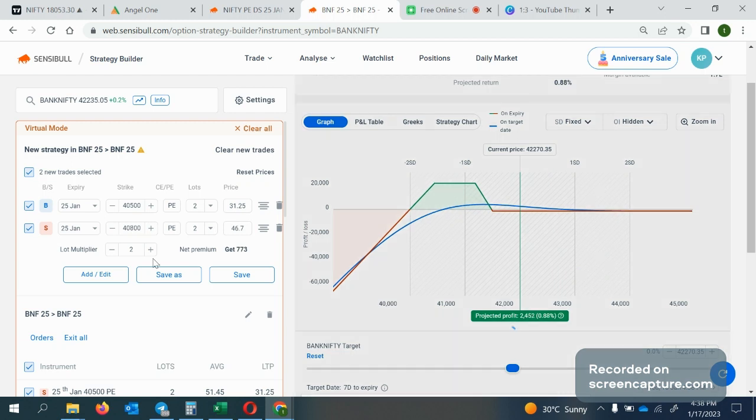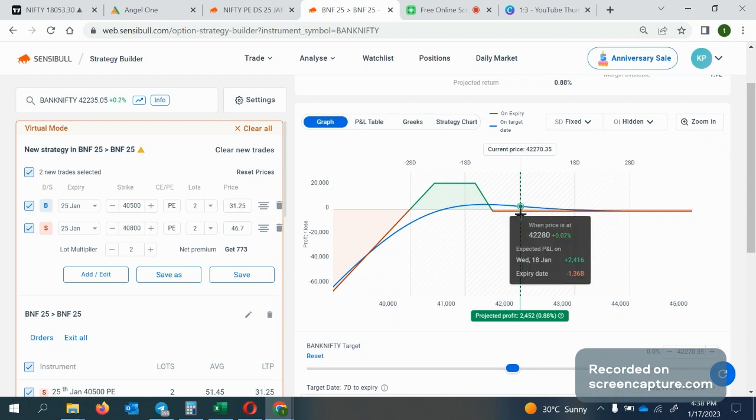If I become more aggressive and plan to sell 40,800, your loss is 1,368. But it's too early for me to do this adjustment. That's the reason I've not done the adjustment. I'm just showing you the other way.